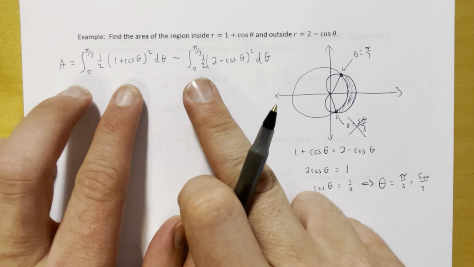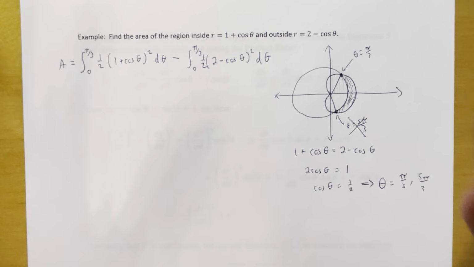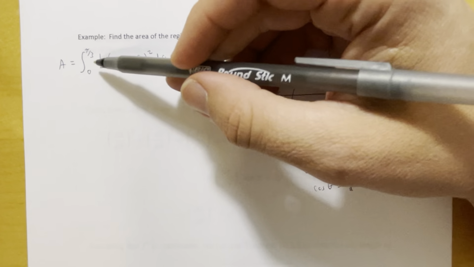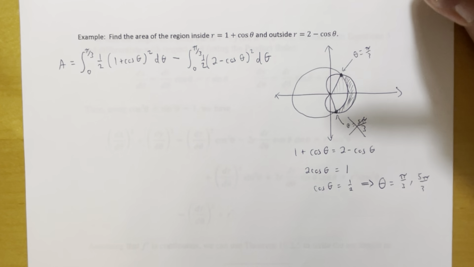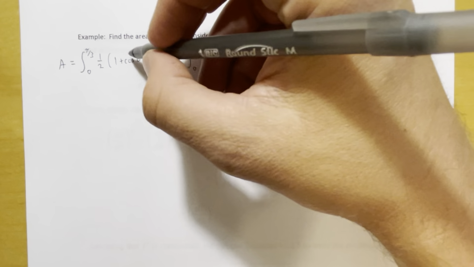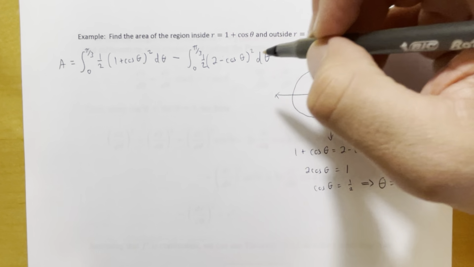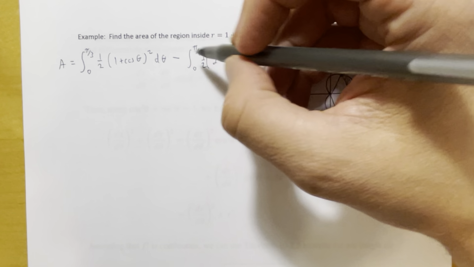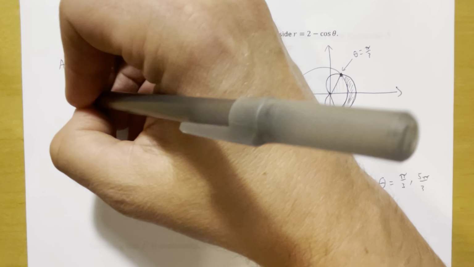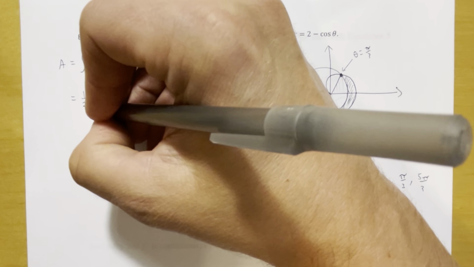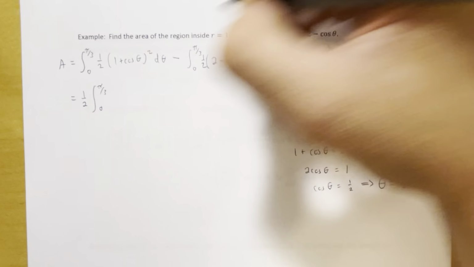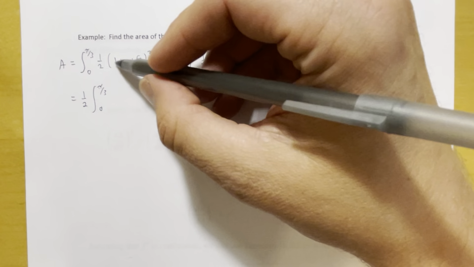Okay? Now I can do a couple of things to simplify some of my work here. First of all, even though I have 2 integrals, I can consolidate that into one because I have the same limits of integration here as I do here. So I can just consolidate all of these by subtracting the integrands. I can also pull a 1/2 out of everything. So that's going to become a 1/2 integral from 0 to pi over 3. Let's go one step further and actually square these things.